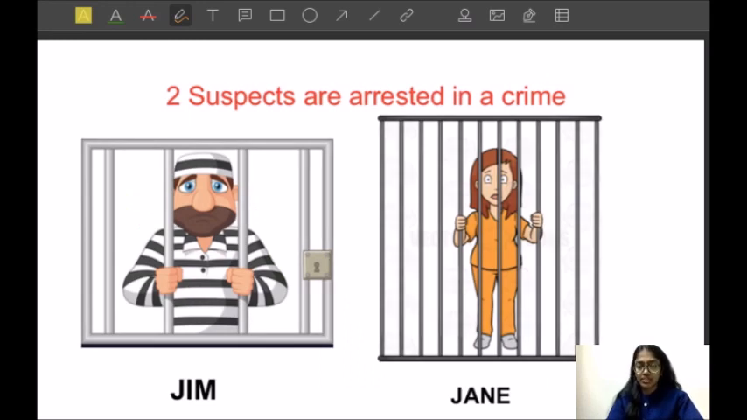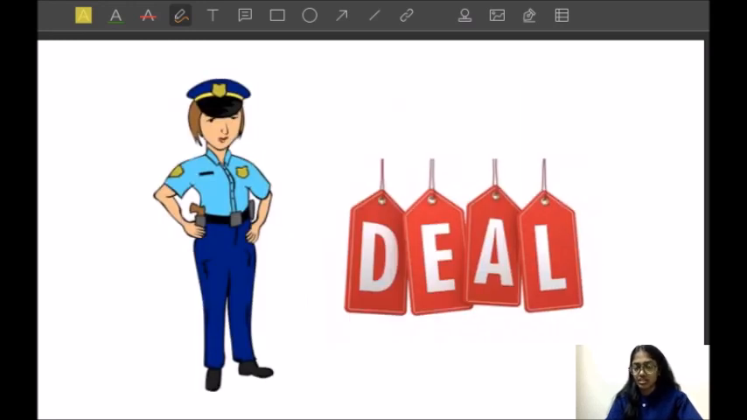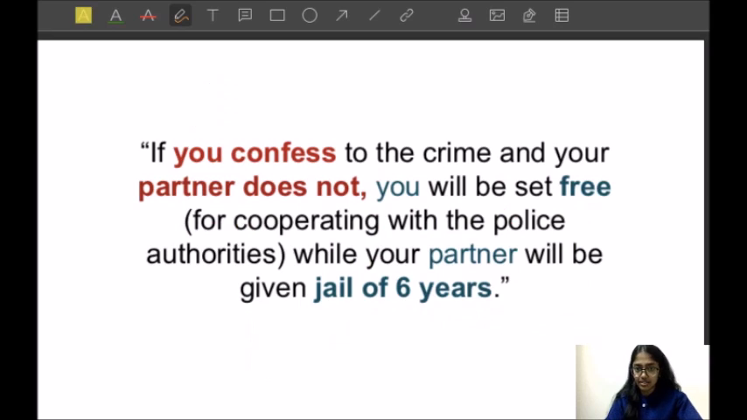Two suspects are arrested in a crime, Jim and Jane. But since there is little evidence in their crime, police wants to extract a confession. So the police authorities come up with a deal. The deal is if you confess to the crime and your partner does not, you will be set free while your partner will be given jail of 6 years. For example, if Jim confesses to the crime while Jane does not, then Jim will be set free as he has cooperated with the police authorities in telling the truth, while Jane will be given jail of 6 years.